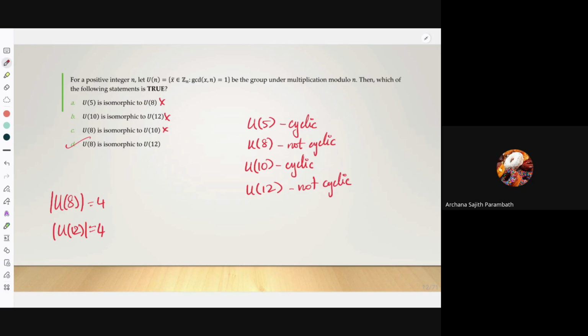And U of 8 is not cyclic, which means U of 8 is isomorphic to the Klein 4-group, which can be written as Z2 cross Z2. And since U of 12 is also not cyclic, it also can be written as Z2 cross Z2. So they are indeed isomorphic.